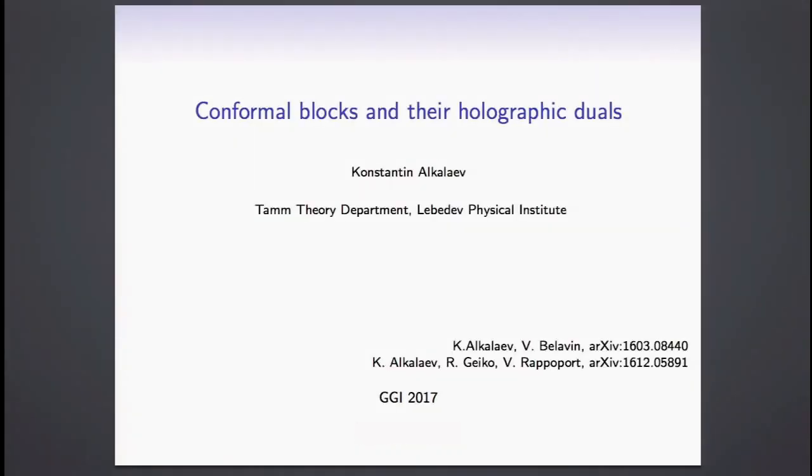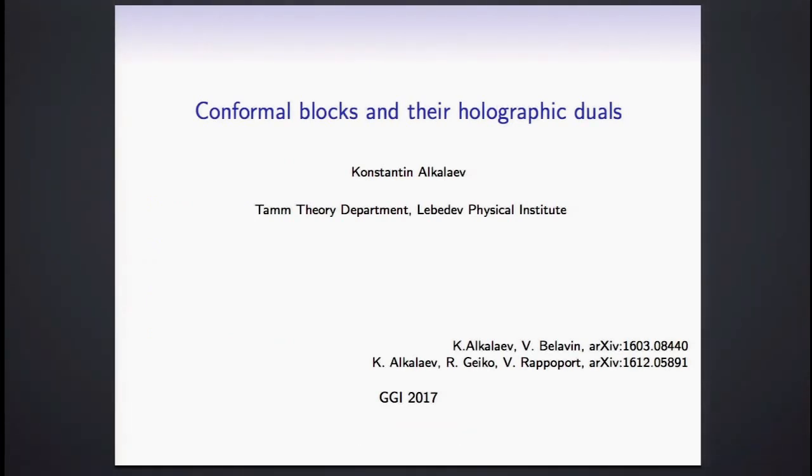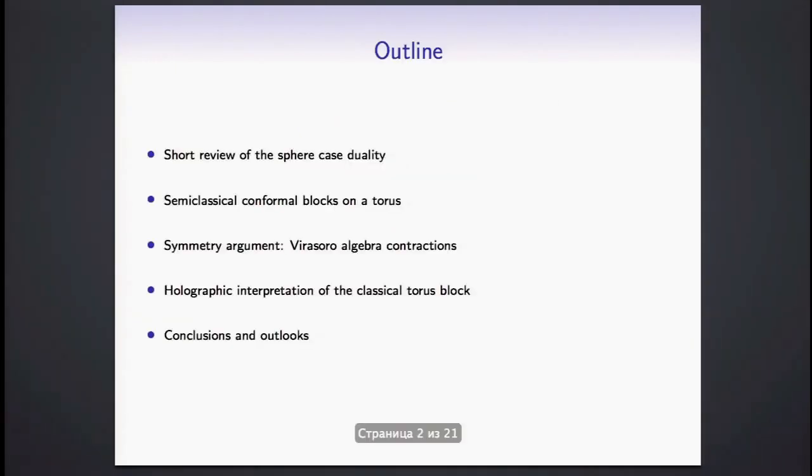Okay, once again. So our main formula here is that classical blocks are equal to geodesic length, and we call this block length correspondence, which is just a semi-classical version of the standard AdS3/CFT2 duality. So here is the plan that I hope to realize today, and I will start from a short review, as I promised you, of this block length correspondence in the sphere case.